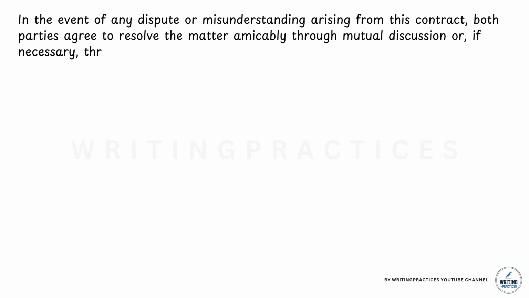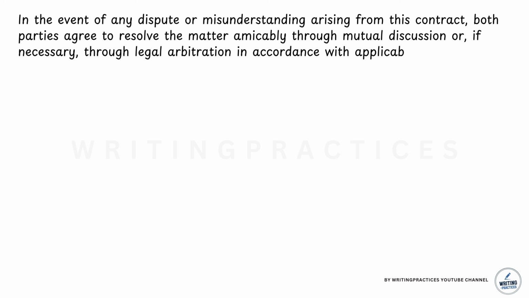This paragraph ensures that both parties have a clear plan in case something goes wrong. It encourages resolving conflicts peacefully through discussion first, which saves time and money. But it also adds a legal safeguard, arbitration, in case a dispute can't be settled informally. Including this clause is very important in any contract because it provides a fair and organized way to handle conflicts, ensuring that both sides are protected and know what steps to take if an issue arises.